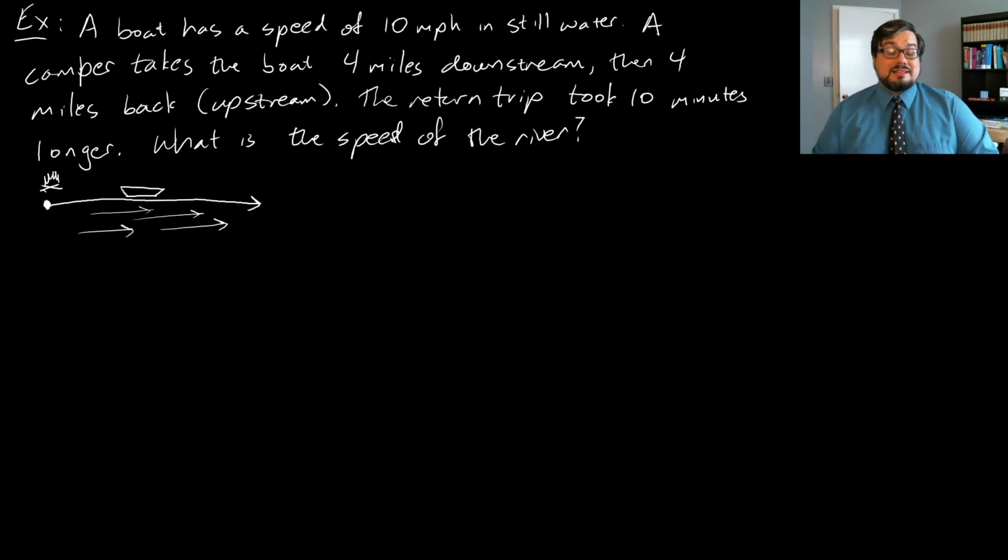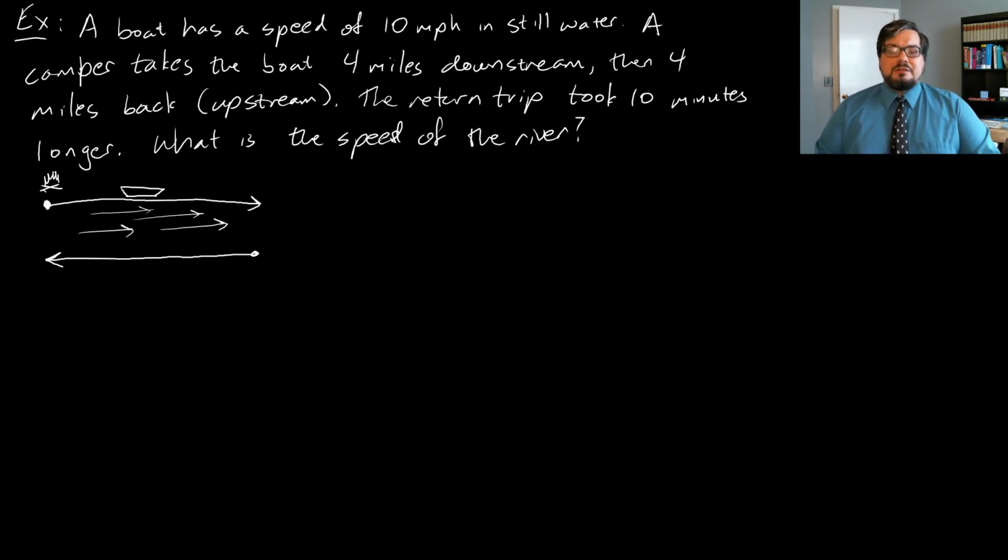And so the speed of the boat is going to be faster than it would normally. The boat normally has a speed of 10 miles per hour, but when it's going downstream, it's going to have a speed that's higher than that because it's being carried along by the river. But then on the way back, it's fighting against the current. And so the speed of the boat is going to be less than 10 miles per hour.